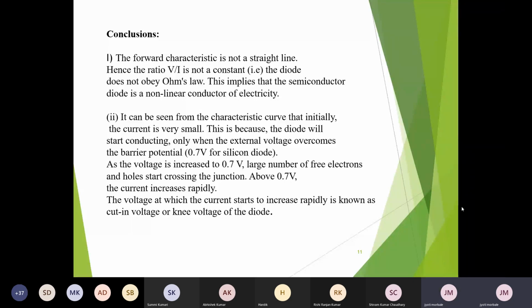The voltage at which the current starts increasing rapidly is known as cut-in voltage or knee voltage. This is the important point. आपको ये oral में पूछ सकते हैं. What is cut-in voltage? What is knee voltage?